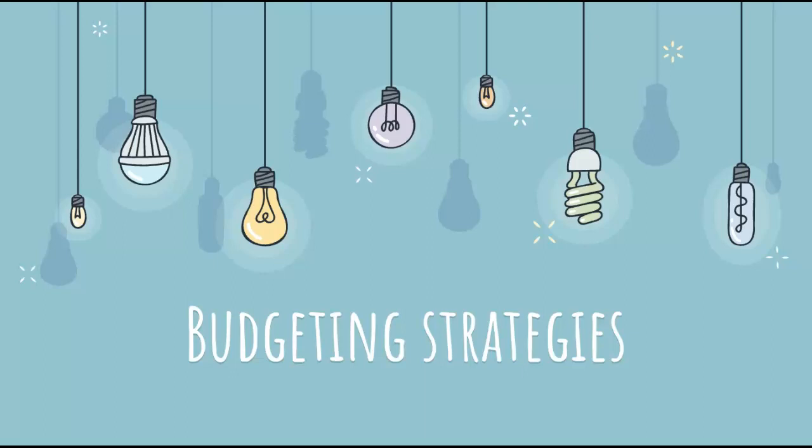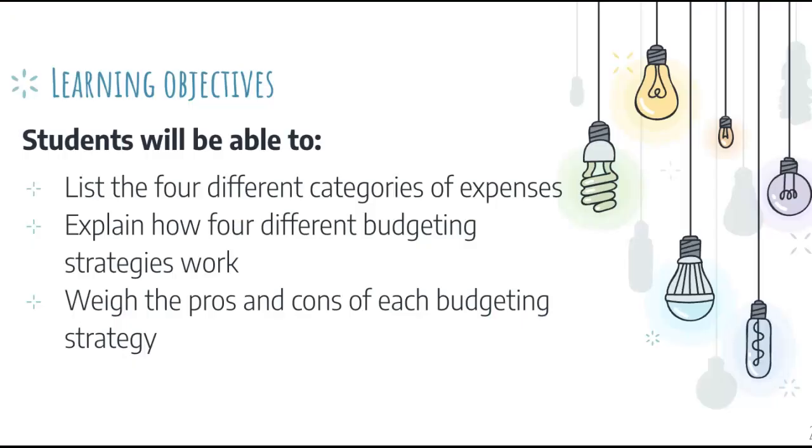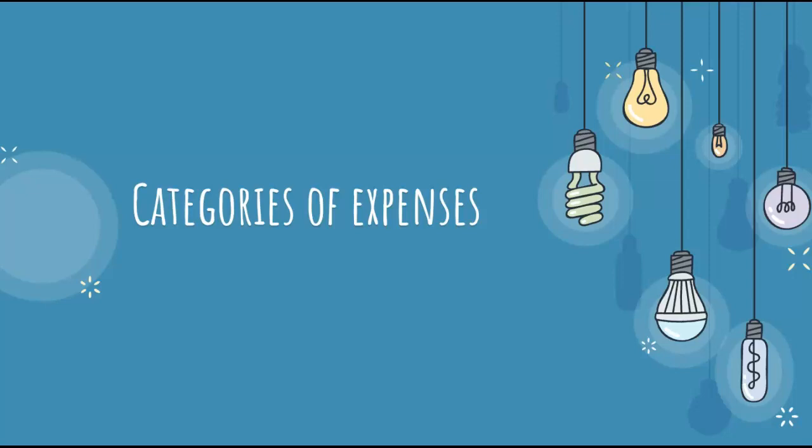You should have your notes organizer open as well in another window so that you can take notes and watch the video at the same time. By the time we're done with this particular video, you will be able to list the 4 different categories of expenses. You'll understand 4 different budgeting strategies, and you'll be able to weigh the pros and cons. So let's start with those categories of expenses.